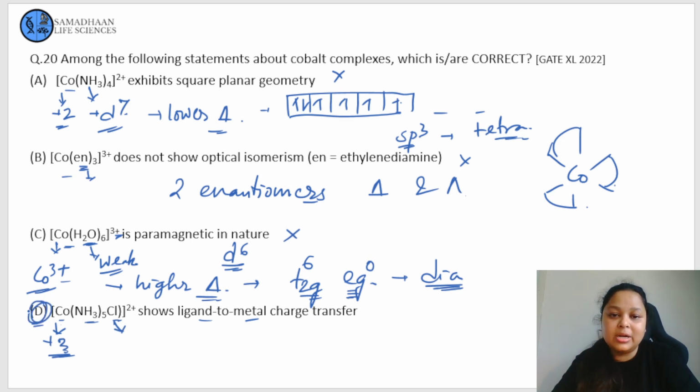I hope you understood the concept and you don't have to memorize all the complexes to answer this question. Just apply these rules and solve the problem.